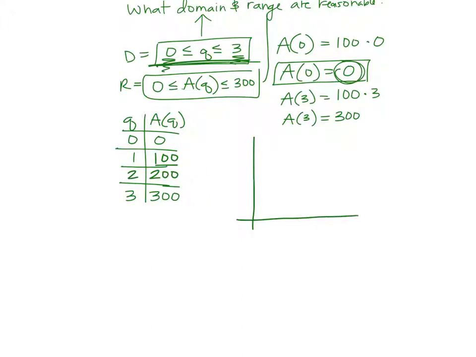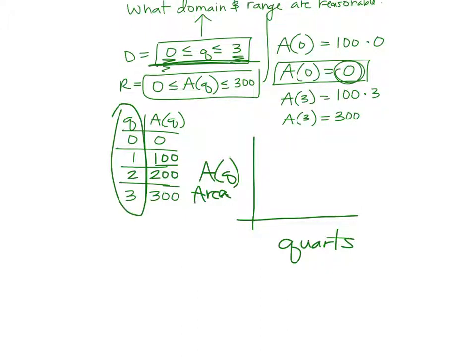So if I'm going to graph this, you got to make sure you define your variables here. So this would be quarts of paint. This would be A of Q, or your area covered. What would we count by in our quarts? What do you want to count by here? Ones. Count by ones. So if you start at 0, 1, 2, and 3. Okay, what do you want to count by an area? 100. You can count by 100, you count by 10. If you count by 10, you got to get all the way up to 300.